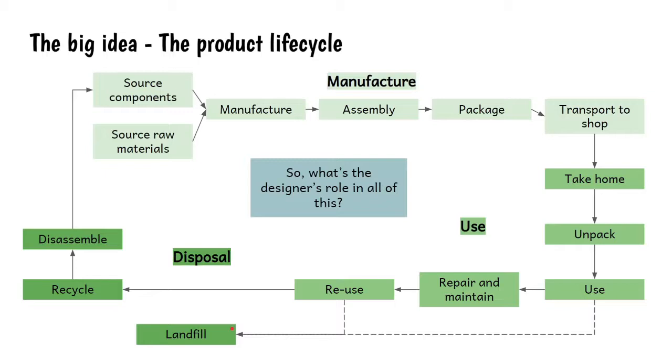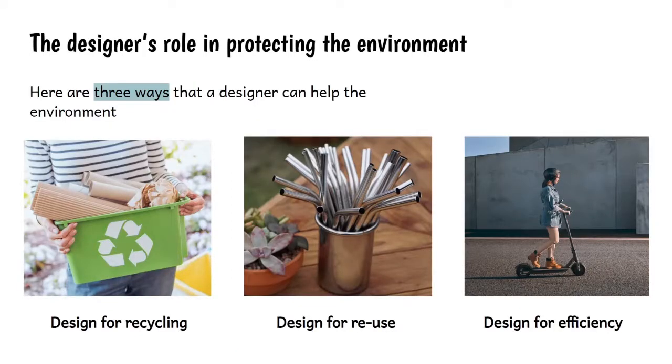So it begs the question then, what is the designer's role in all of this? Let's take a look at that now. We've got three sort of ways that I want to look at, three interventions that a designer can take in order to improve the environmental credentials of the product that they're designing. Design for recycling is a concept we'll look at in a moment. Design for reuse is a concept we'll look at in a moment. And finally, we'll also look at design for efficiency. Three ways that a designer can influence that product life cycle and these ideas of sustainability. Let's look at them one for one then.